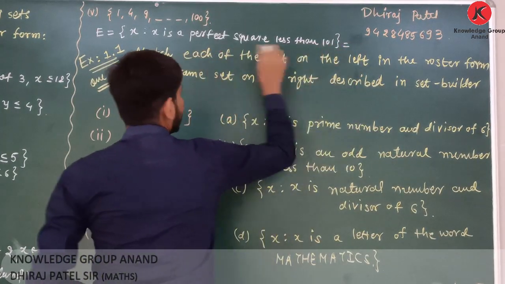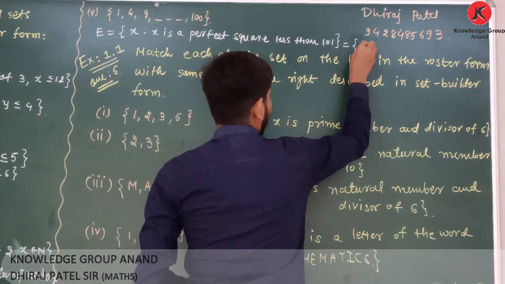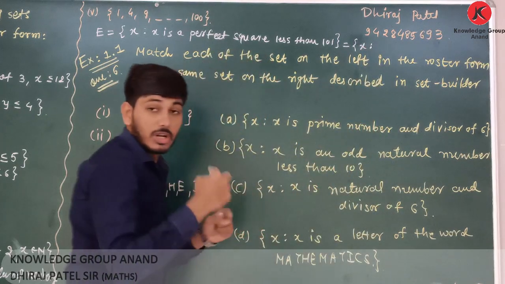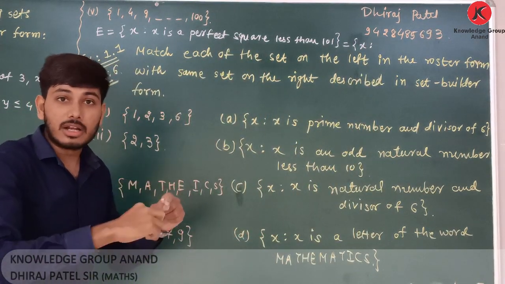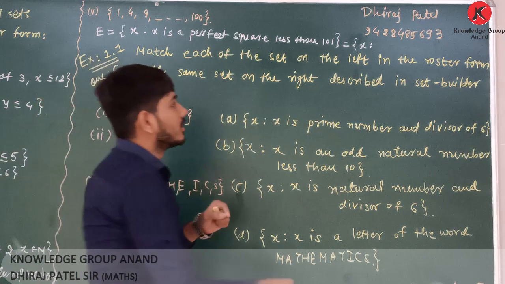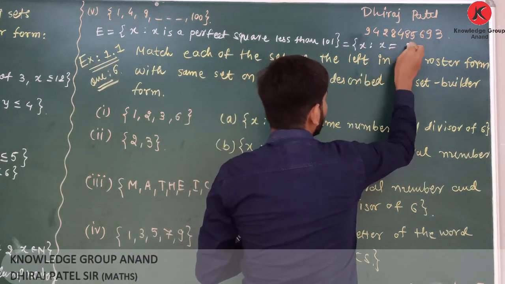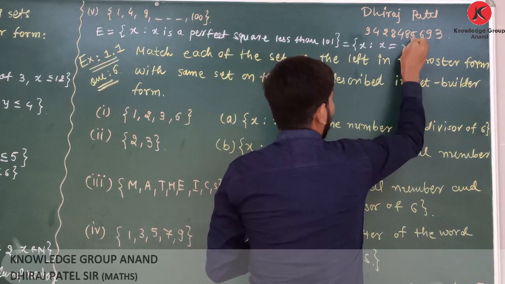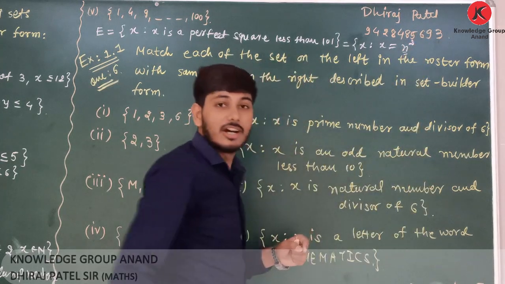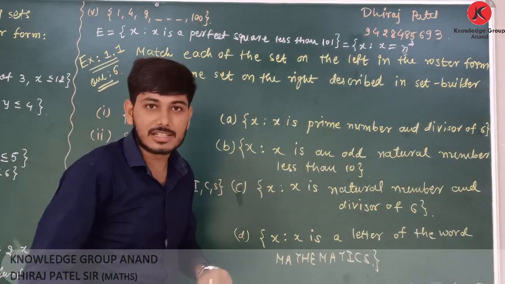Now you will write this in another form also. I am writing E equals x such that x is a perfect square, meaning the square of any number. Therefore you can write x equals n squared. I am taking another variable, for practicing you.